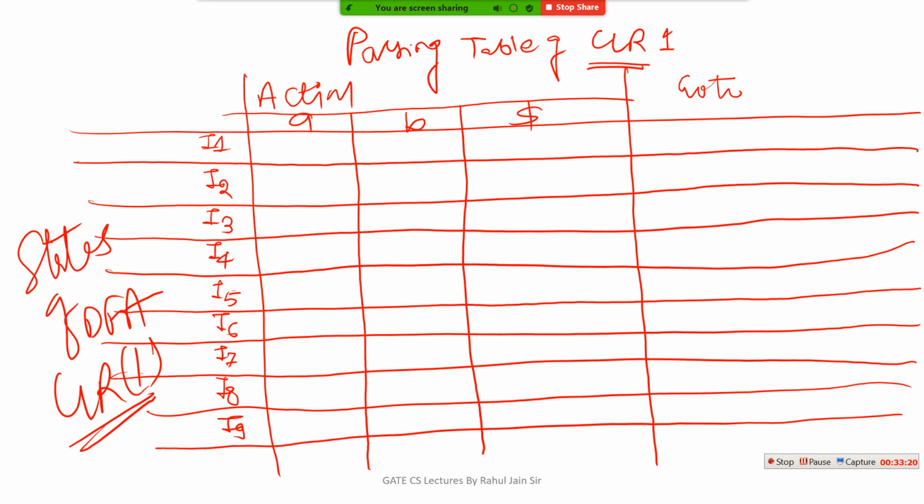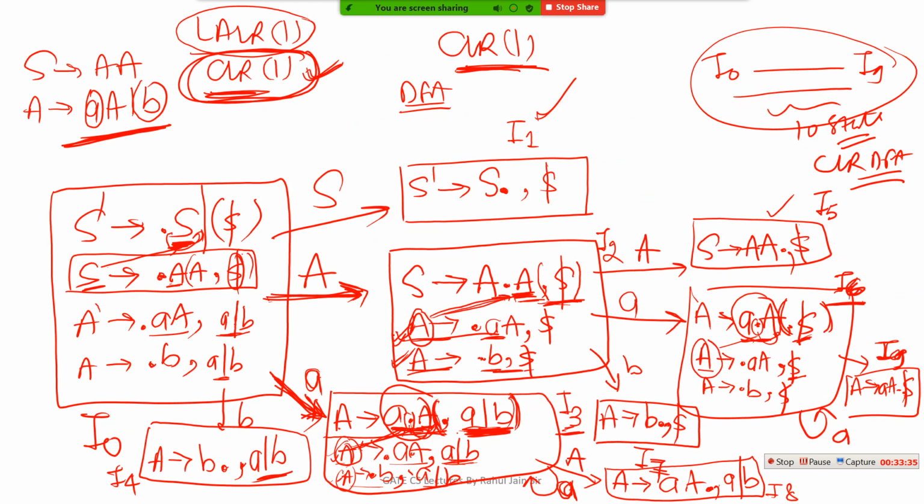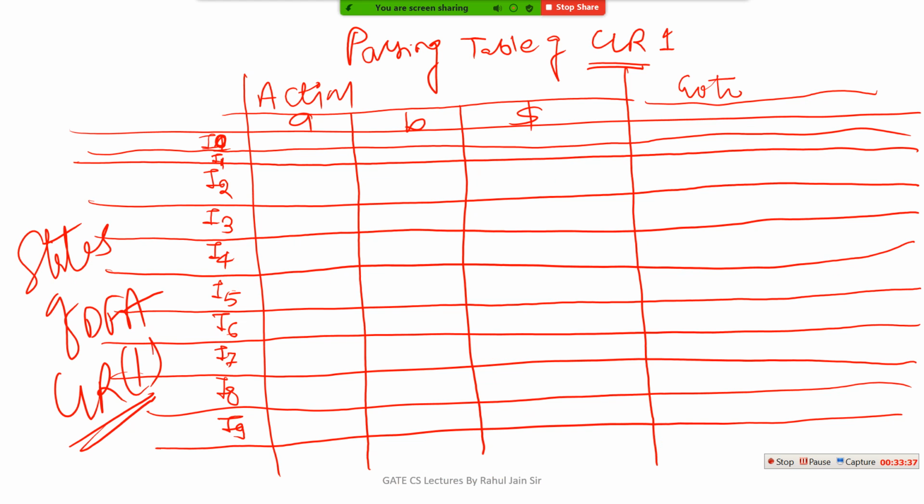Okay, I0. You are asking about I0? Okay, so you can make I0 here. And it is I1. It is I0 and I1. In the goto state, there are two transitions, A and S. So S is there and A is there. Okay, guys.